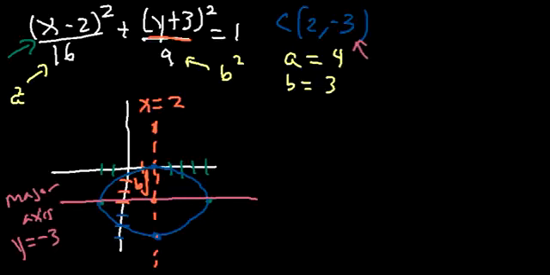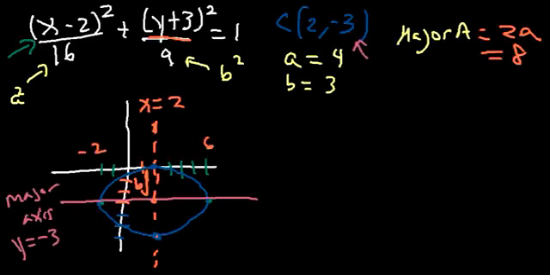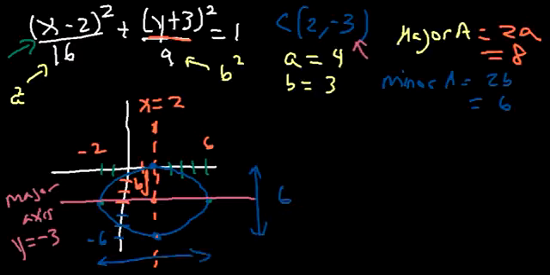The length of the major axis is equal to 2a, twice the value of a. And since a is 4, it's 8 units. So this is 6, this is -2. They differ by 8 units. And the length of the minor axis, that's twice the value of b. And so b is 3, so it's 6. This is -6 here, and y is 0 at this point. So you can see this is a distance of 6. And here we have a distance of 8.